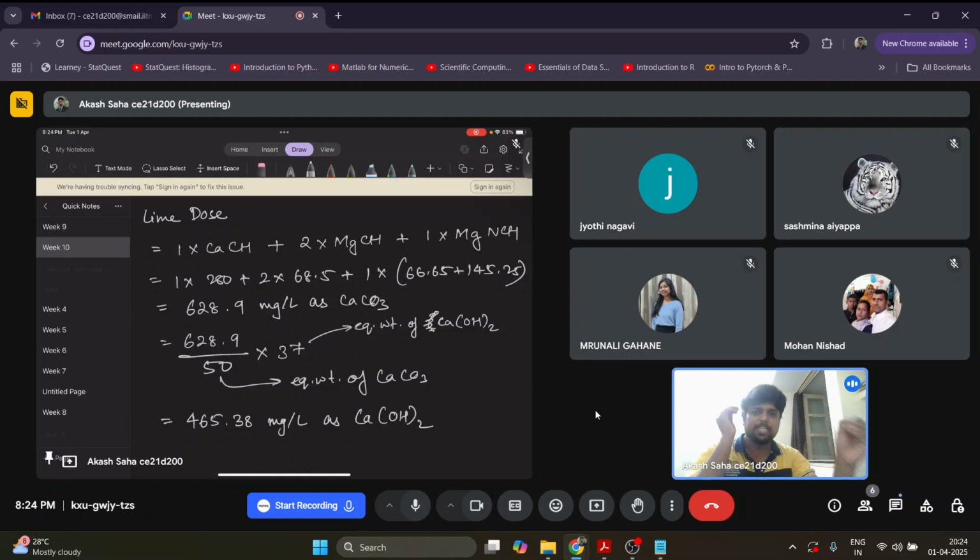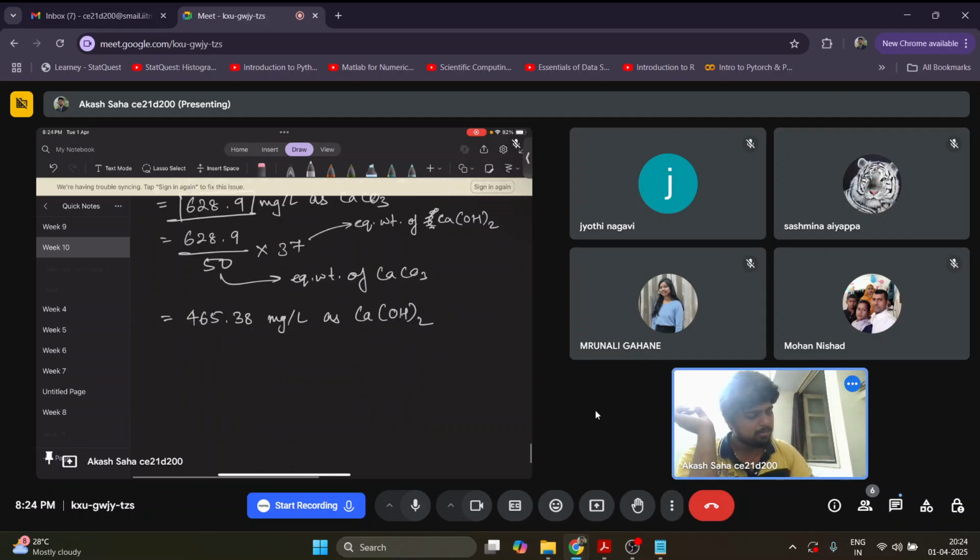If they were asking for the dose in terms of CaCO3, we would stop at this point. But since they are asking for the lime dose, we will go back and give it in terms of lime. So this was the dose.